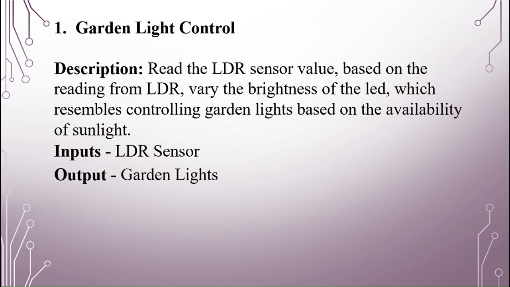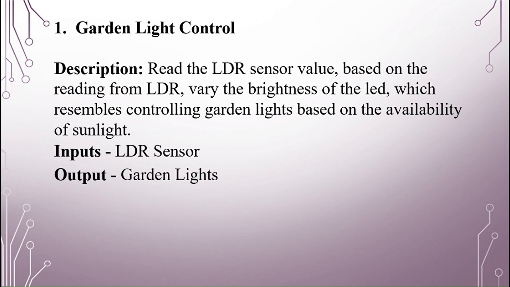So the requirements of the project include three things. The first is garden light control. In this we read the sensor value, and based on the reading we vary the brightness of the LED. If it is sunny outside, the brightness of the LED will be dim, and if it is dark outside, the LED's brightness will be high. This is how we vary the LED brightness using the LDR sensor value.